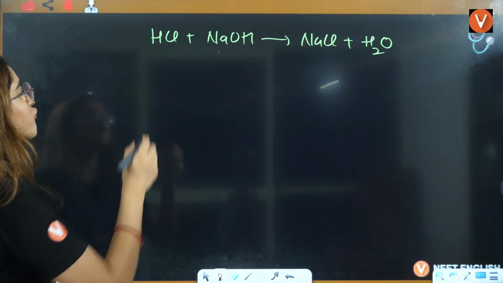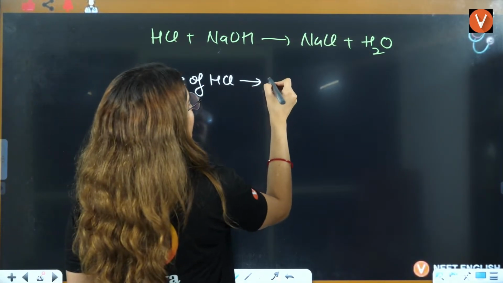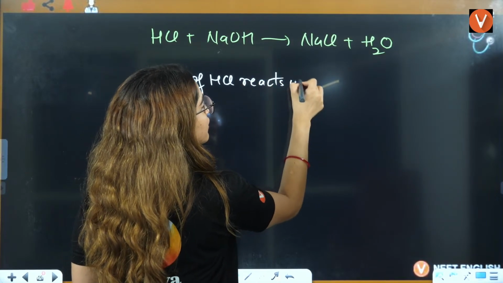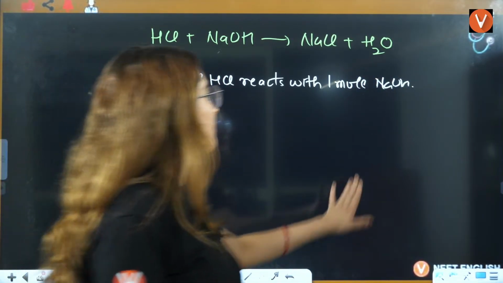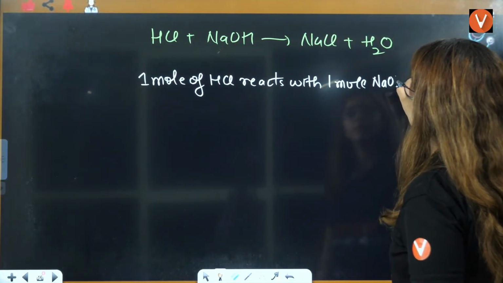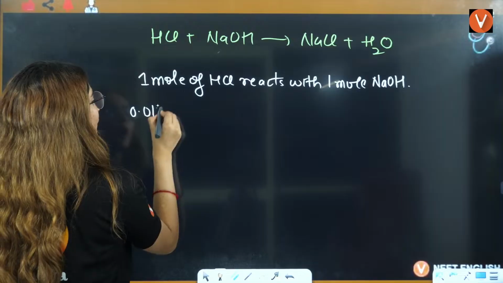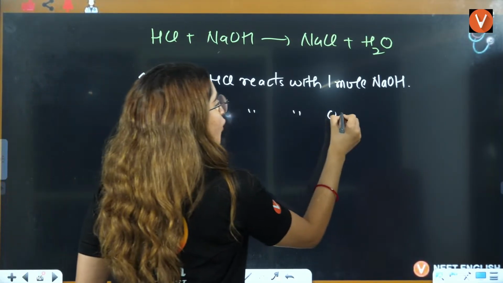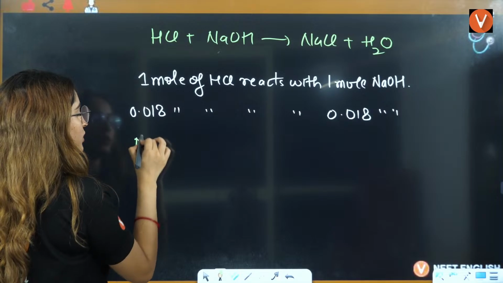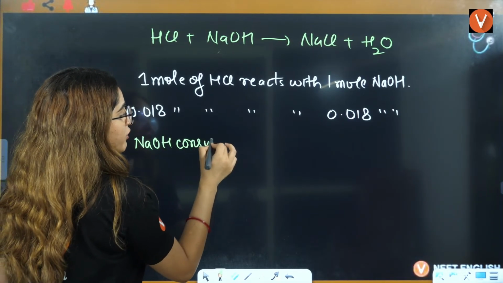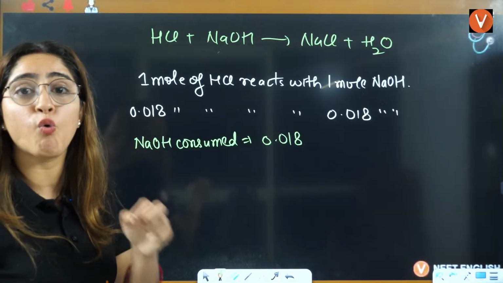0.018, right? We know that 1 mole of HCl reacts with 1 mole of NaOH. This we can see from the balanced chemical reaction, that 1 mole of HCl reacts with 1 mole of NaOH. That means 0.018 mole of HCl reacts with 0.018 mole of NaOH. That means NaOH consumed will be 0.018. This is the amount of NaOH consumed.